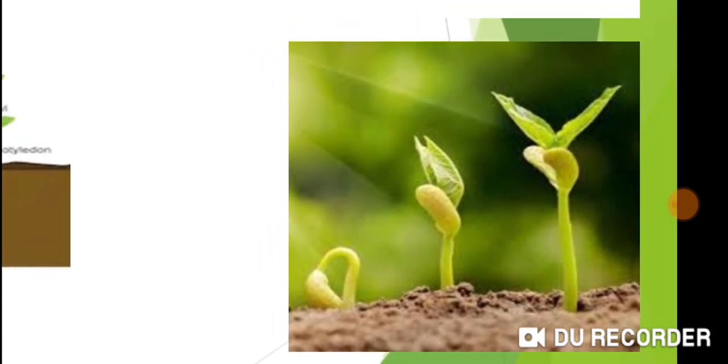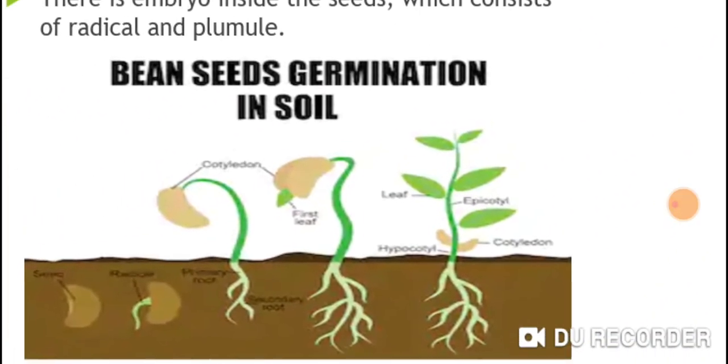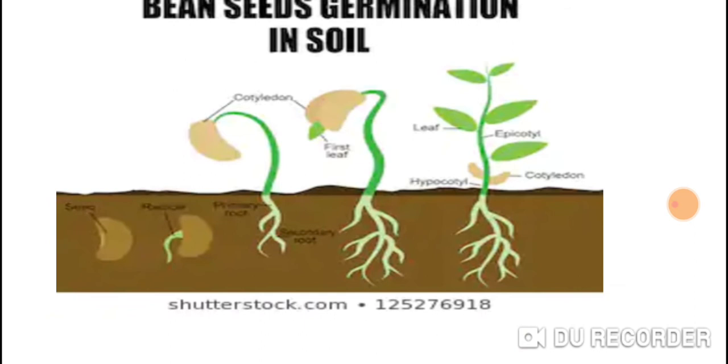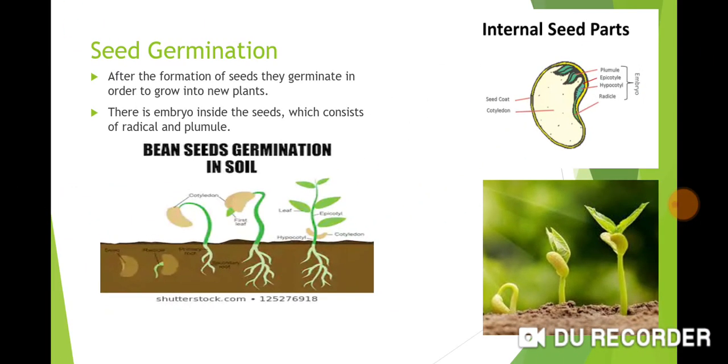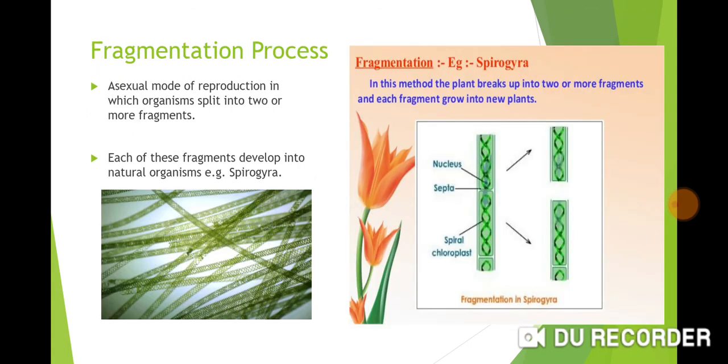This is how it actually takes place. The upper part and the lower part grow, and this is how germination takes place in soil. A simple seed develops into a radicle and a plumule, and then it further develops into a plant. These are the steps which you can see from left to right. So this is another method of reproduction or growth of a plant.